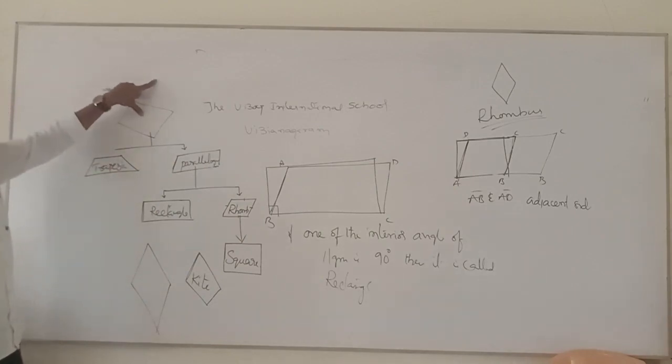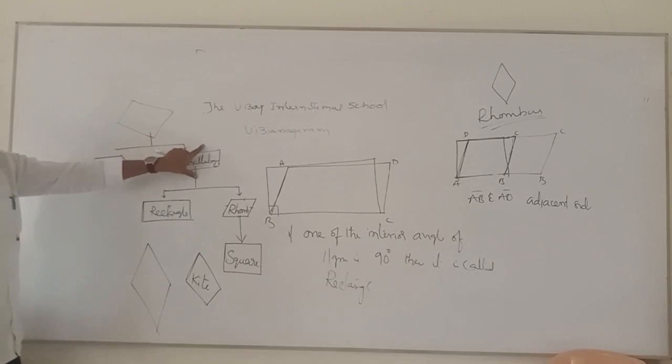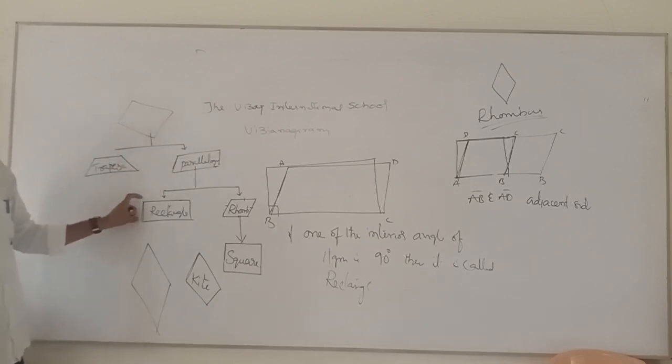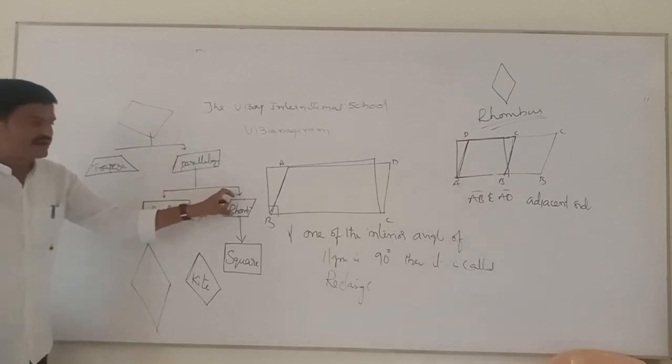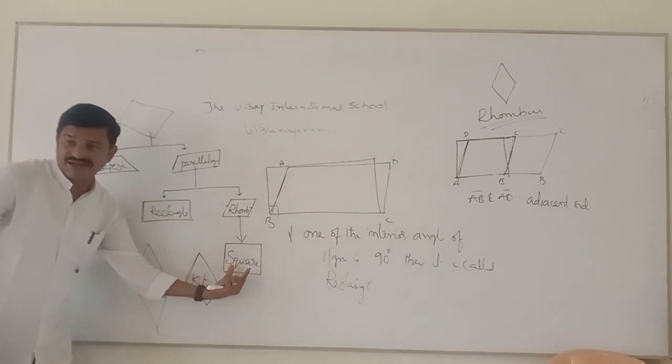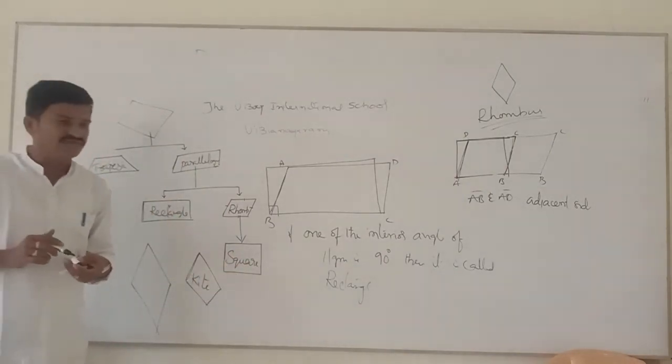A quadrilateral means a polygon which has four line segments. In that, if one pair of opposite sides is parallel, it is a trapezium. If both pairs of opposite sides are parallel, it is a parallelogram. In a parallelogram, if one of the angles is a right angle, it is a rectangle. If adjacent sides are equal, it is a rhombus. In a rhombus, if one of the angles is a right angle, it is a square. This is the way we can interlink all the types of quadrilaterals.